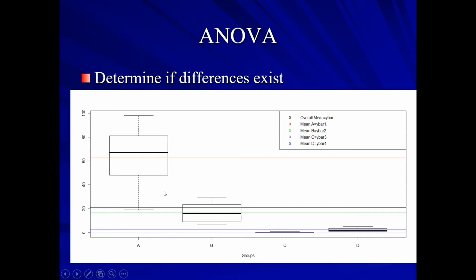And it appears as though these means may be different. We don't know. It looks as though they're different, but we should actually test to determine. A graph like this, we would expect to find differences. However, they may or may not exist.